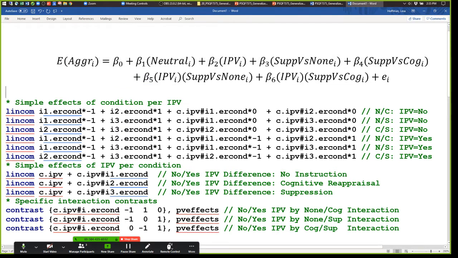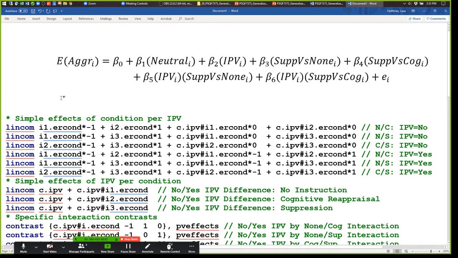So to figure out how these groups differ from each other, 2 sets of simple effects. What is the effect of strategy condition for each type of IPV? What is the effect of IPV for each strategy condition? So if I want the simple effects of condition per IPV, so I want condition. How do I get that? What's step 1? How do I find the simple effect of condition for any type of person? Strategy condition, specifically. What do I do first?